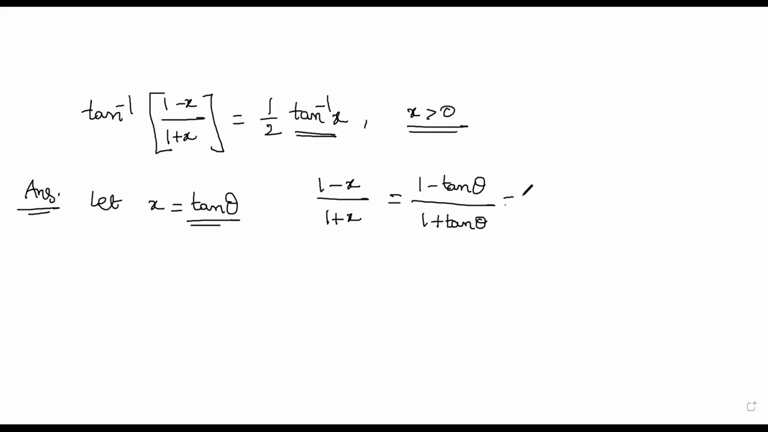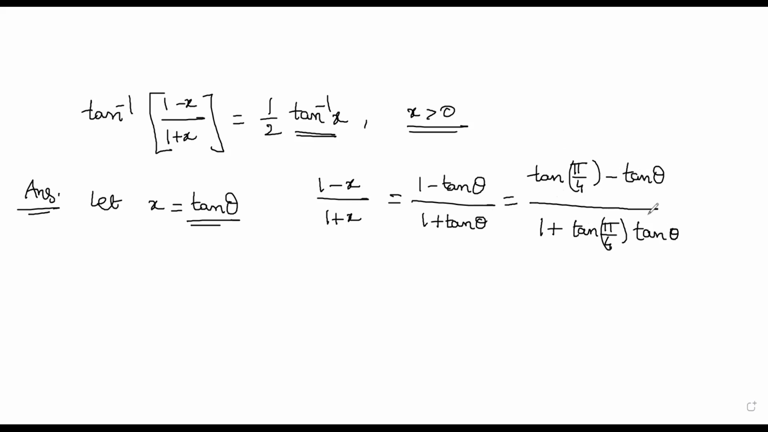So I'll do a small magic here. Instead of 1, I'll write tan pi by 4. Tan pi by 4 minus tan theta, I can write like this, whole divided by 1 plus tan pi by 4, which is anyway 1, into tan theta. At the denominator, I multiplied tan theta into 1. Instead of 1, I put tan pi by 4 here. Now this is the form (tan A minus tan B) divided by (1 plus tan A tan B). So this becomes tan of (pi by 4 minus theta).